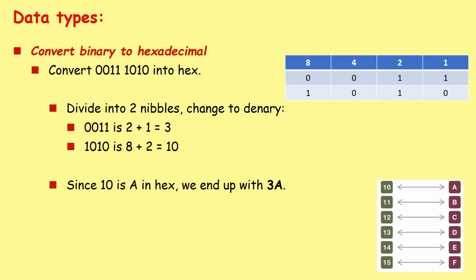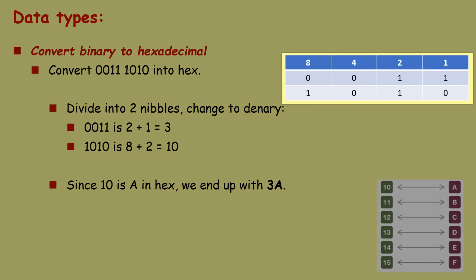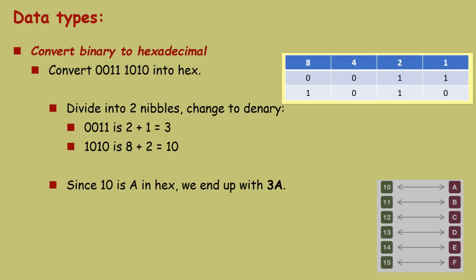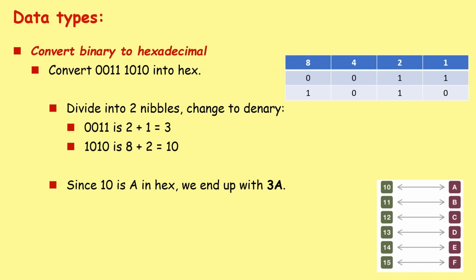Convert binary to hexadecimal. Super easy. We divide it into nibbles, so 4 bits in each nibble. And we lay out the table like this, 1, 2, 4, 8, and we just add all the values together. So 0011 is just 2 plus 1 is 3. And then we have 1010, which is 8 plus 2, which is 10. 10 we have to flip over because it's hexadecimal, and that becomes an A. So we have 3 and A.